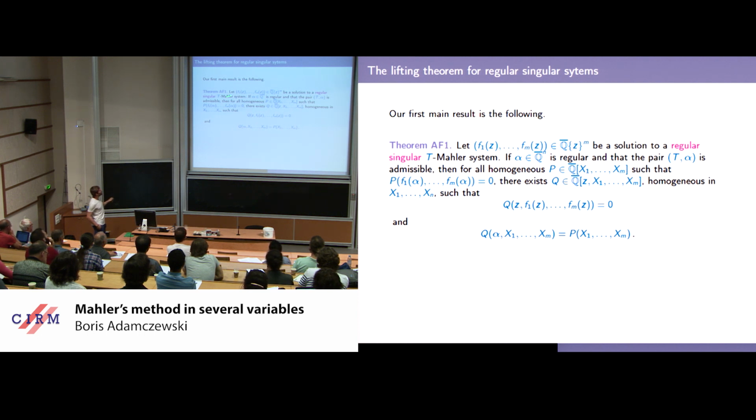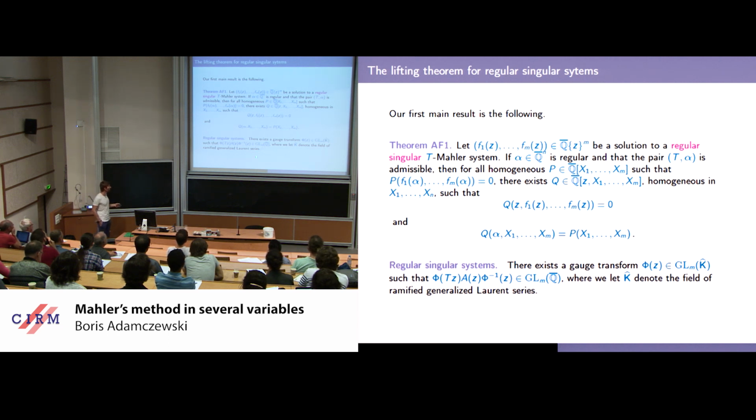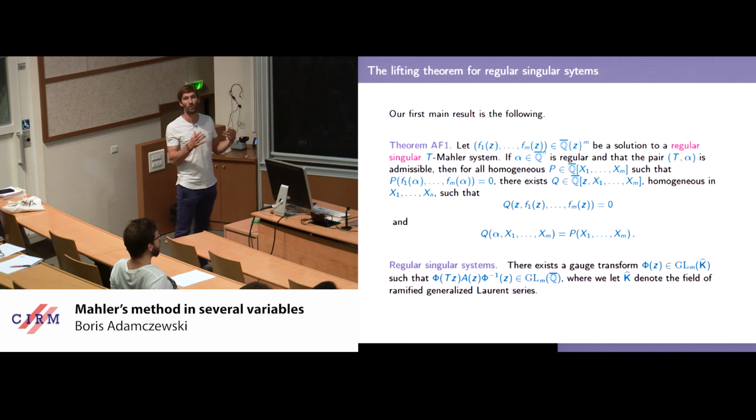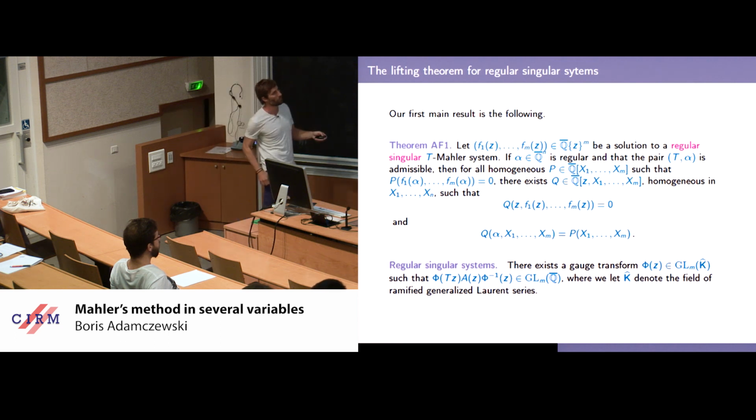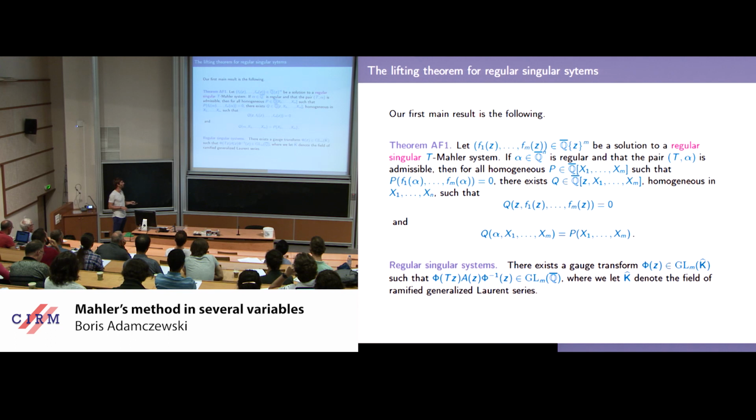The only restriction is that the system has to be regular singular, which, in the framework of differential equations or difference equations, for instance difference Galois theory, is quite natural. It means that you can perform a gauge transform that makes your system constant, so the matrix becomes constant. And for the gauge transform, you allow the functions in your big matrix phi to be ramified generalized Laurent series. So they are kind of meromorphic functions, but that can also ramify.